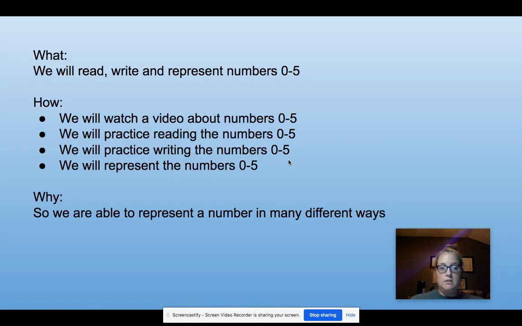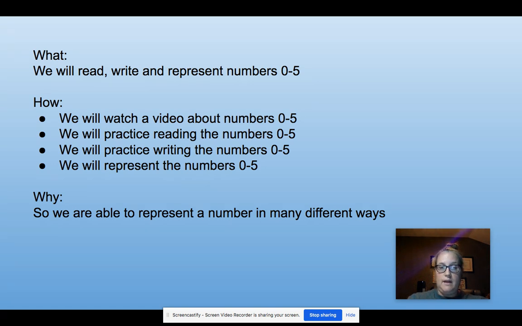So here's what we're going to do. We are going to read, write, and represent the numbers 0 through 5. So that means we're going to look at the numbers 0, 1, 2, 3, 4, and 5.